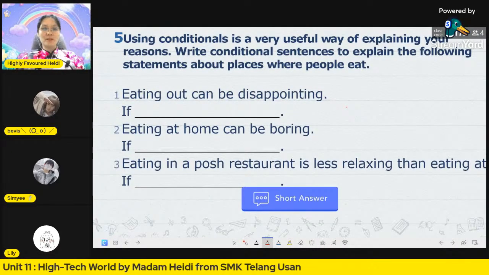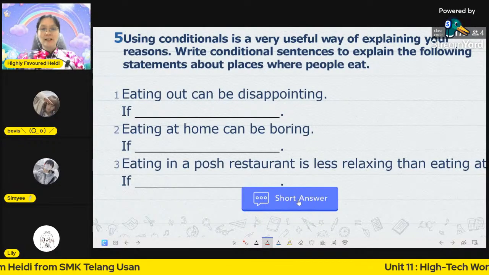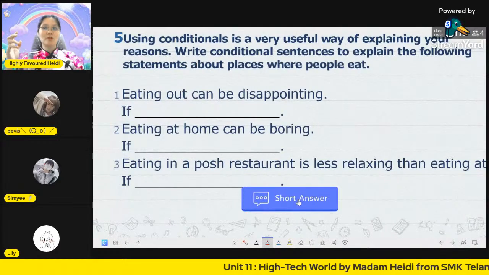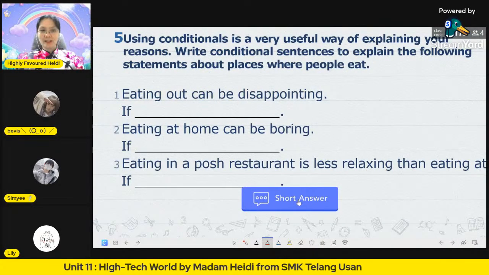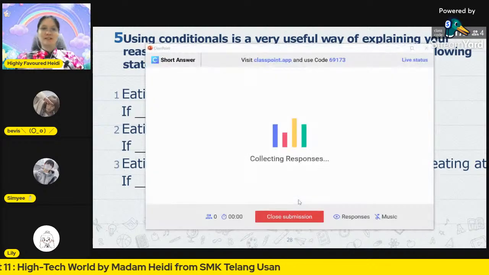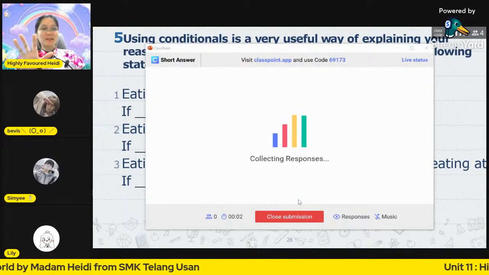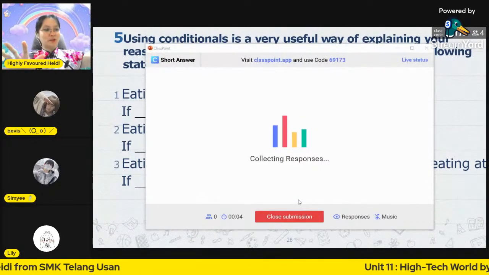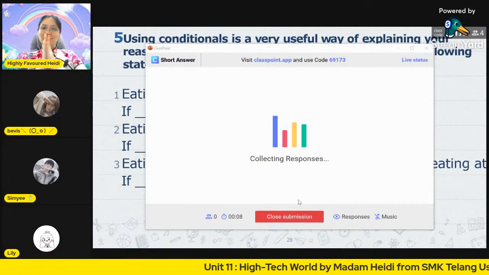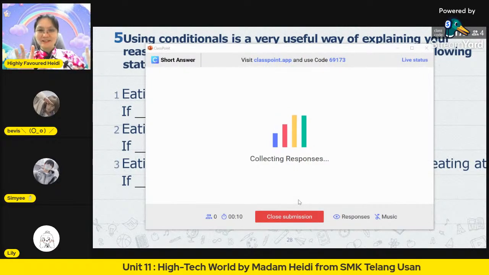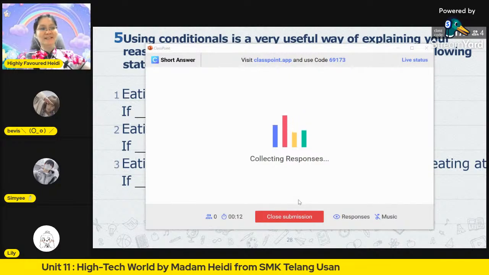Okay, eating out can be disappointing. You construct your sentence whatever way you want. Whether you want to make it imaginary, you want to make it for sure, or likely to happen. Just send in your answer. That will be the last part of our discussion today. Then you tell your teacher, wait for a while.